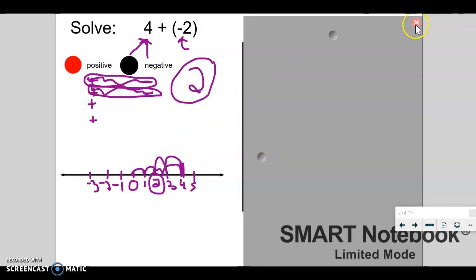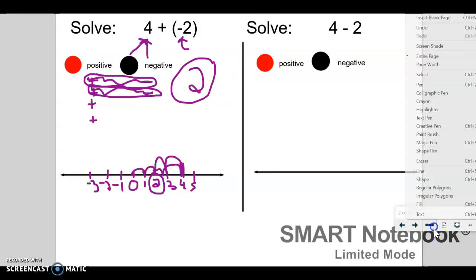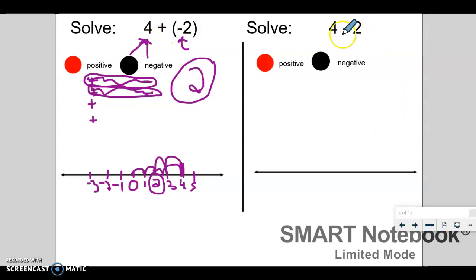There's no mistake. And then I have this other problem. You can notice that the first one that we did, 4 plus negative 2, was addition. And this next one that we're going to do is subtraction. There is a connection that I want you to see. So I'm going to start with, again, the signs. So look at number 4. It's positive, so I'm going to start with 4 positive signs.